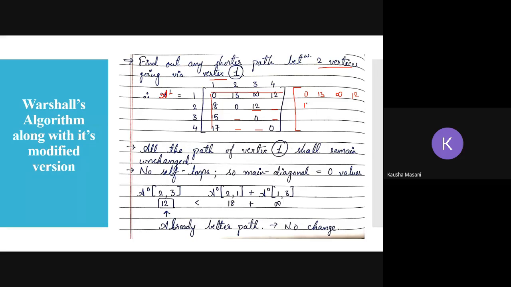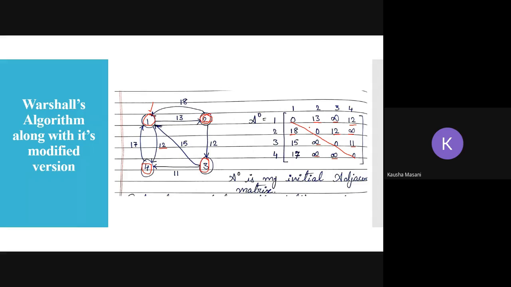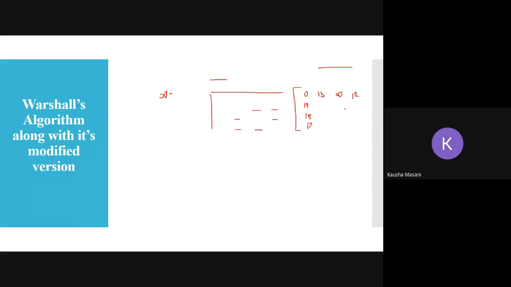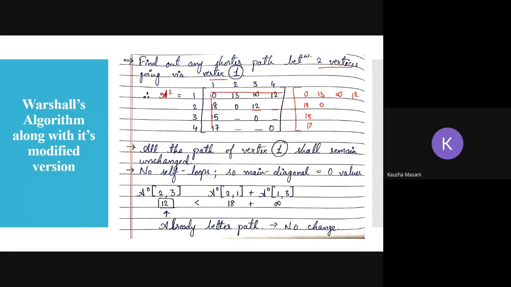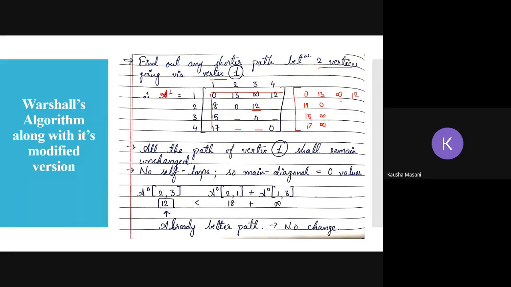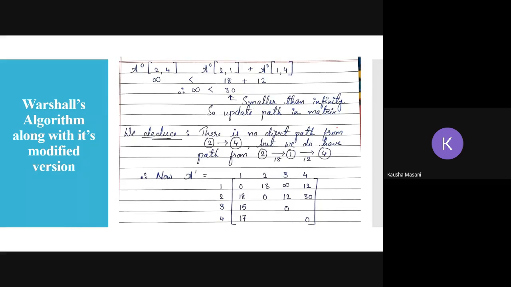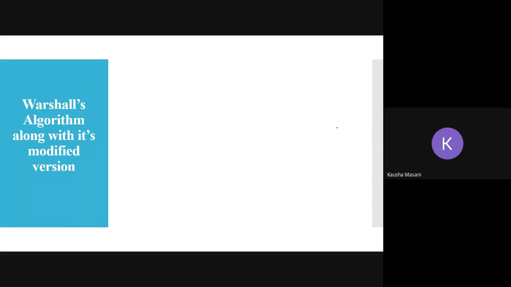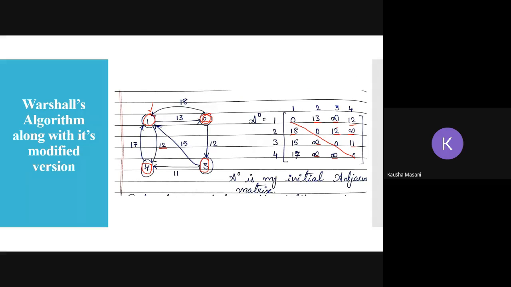18, 15, 17. This is A0, so that I don't have to flip between the slides. 18, 15, and 17. 0, infinity, infinity. 12, 0, infinity. And it is infinity, 11, 0.